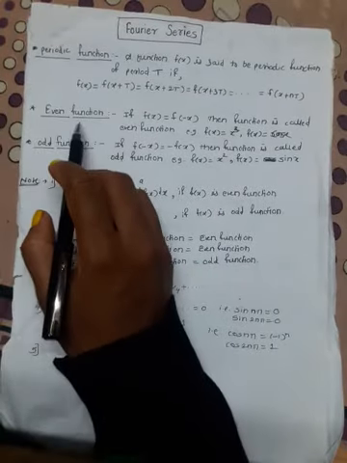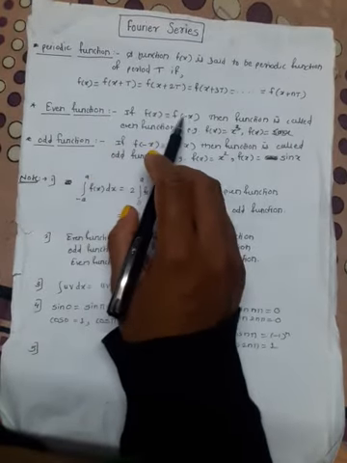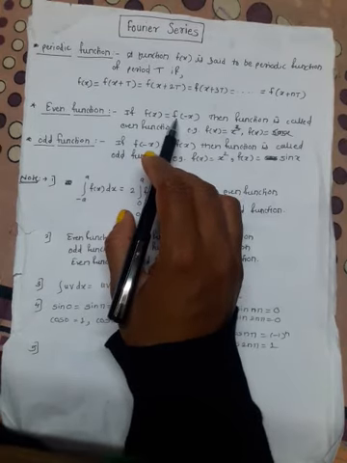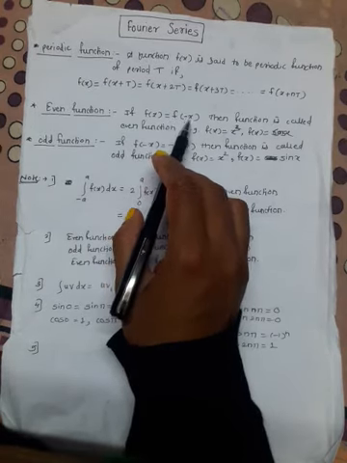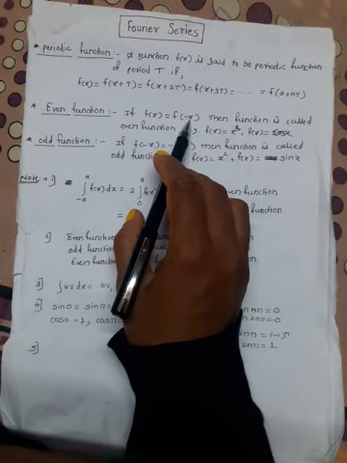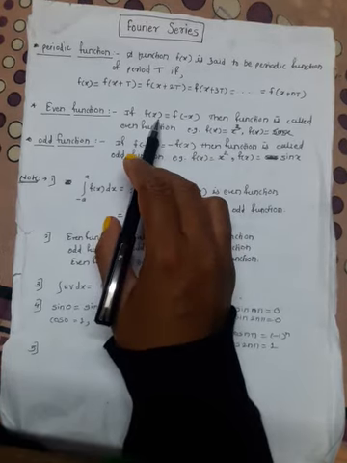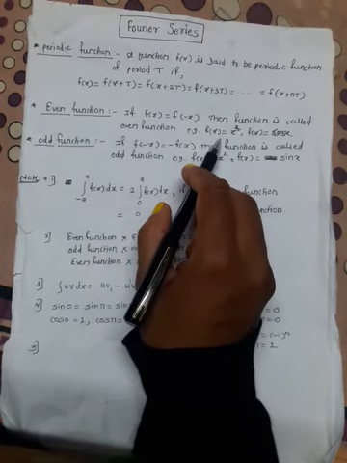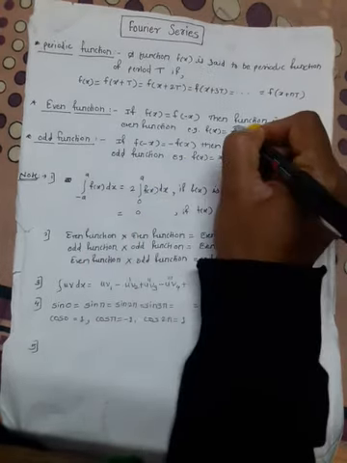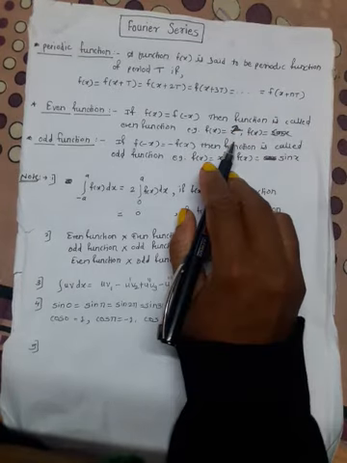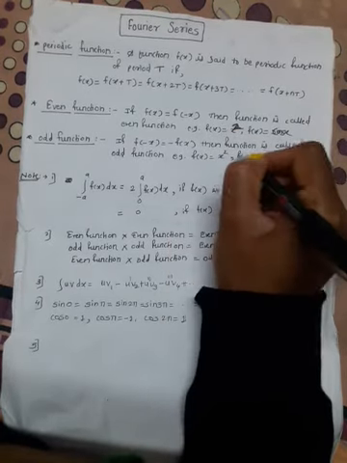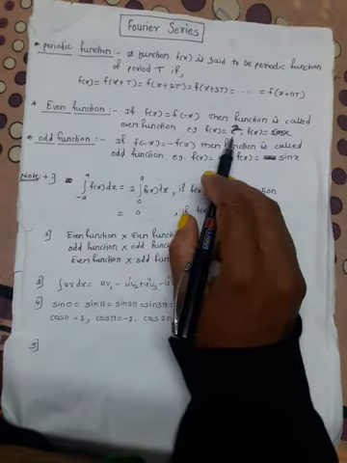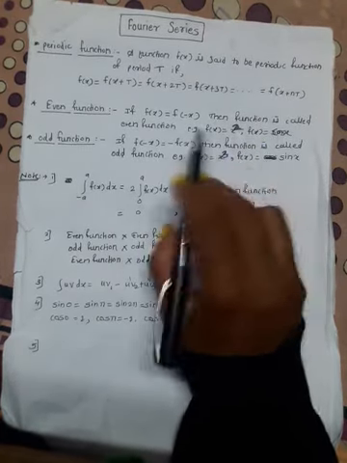Okay, next, even function. If f of x is equal to f of minus x, meaning if we replace x by minus x in a function and the function remains the same, then such a function is called an even function. For example, x square, f of x is equal to x square, f of x is equal to cos x. These are even functions.